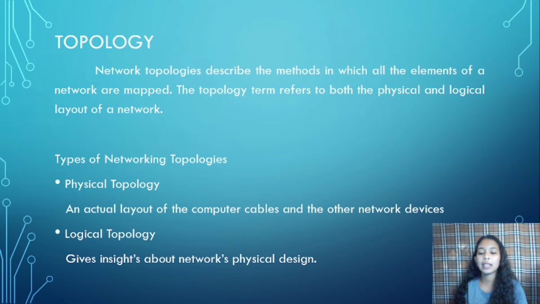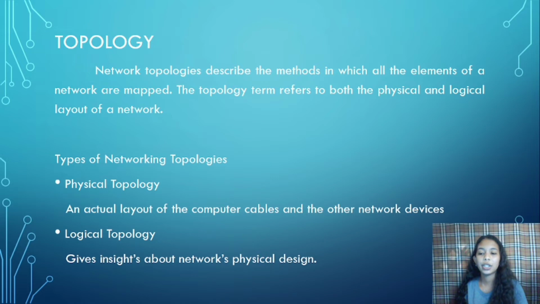The first is the physical topology. It is the actual layout of the computer cables and the other network devices. So it refers to the interconnected structure of a local area network. The method employed to connect the physical devices on the network with the cables and the type of cable used all constitute the physical topology.